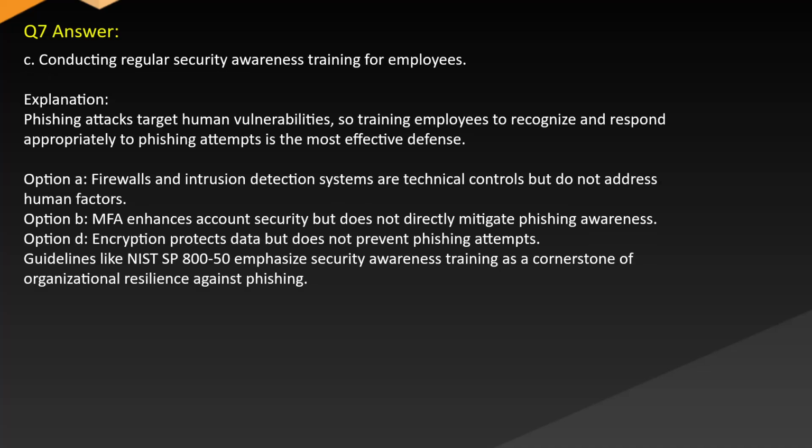Answer. C. Conducting regular security awareness training for employees. Explanation. Phishing attacks target human vulnerabilities, so training employees to recognize and respond appropriately to phishing attempts is the most effective defense. Option A. Firewalls and intrusion detection systems are technical controls but do not address human factors. Option B. MFA enhances account security but does not directly mitigate phishing awareness. Option D. Encryption protects data but does not prevent phishing attempts. Guidelines like NIST SP 800-50 emphasize security awareness training as a cornerstone of organizational resilience against phishing.